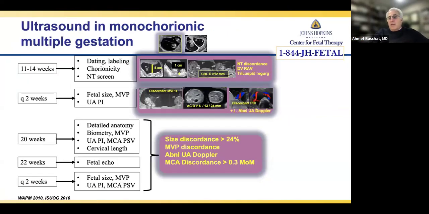So the monitoring pathway for monochorionic twins basically is the first trimester risk assessment, the early second trimester risk assessment based on discordant sizes, and then if you have concordant findings, you do your ultrasounds every 2 weeks. But if there are any discordances, then you need to increase the surveillance frequency to weekly.